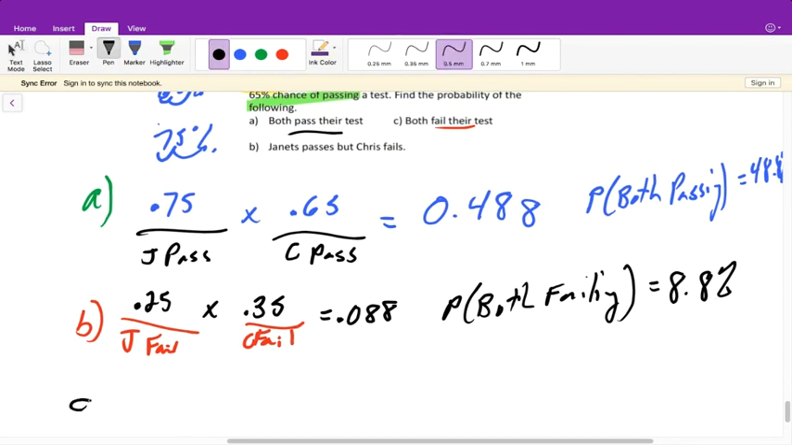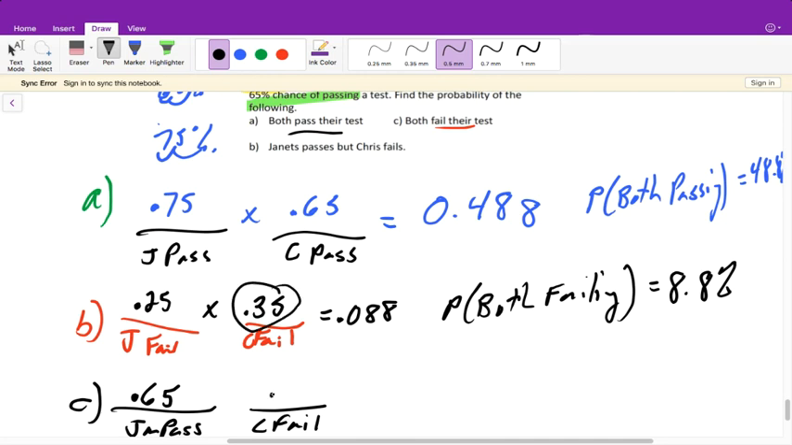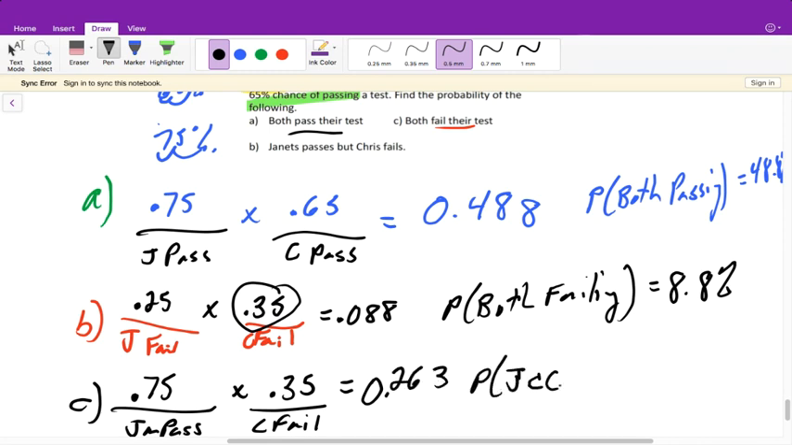All right, and then the last one, Janet passes, but Chris fails. So here, I know that I'm going to do Janet passing and Chris failing. Well, they told me that Janet passes 75% of the time, so this is 0.75, not 65. And if Chris passes 65% of the time, we know he fails 35% of the time, because we just did that problem. So the odds of Janet passing and Chris failing, we multiply them 2 together, and that is going to be equal to 0.263. So the probability of Janet passing and Chris failing is equal to 0.263.